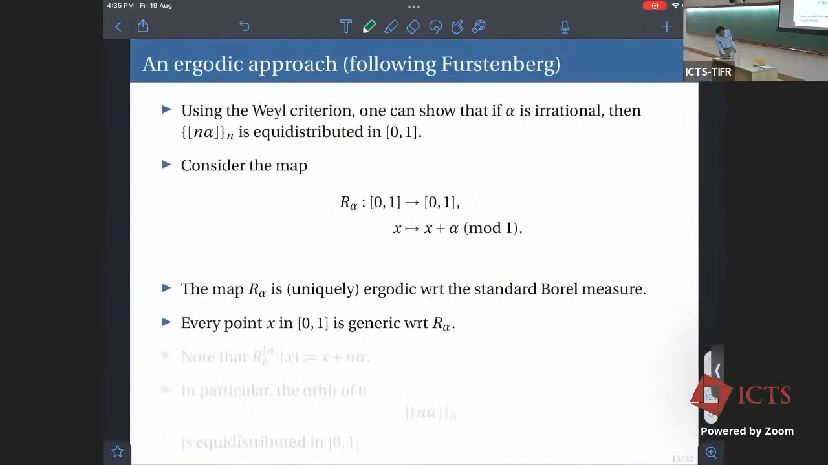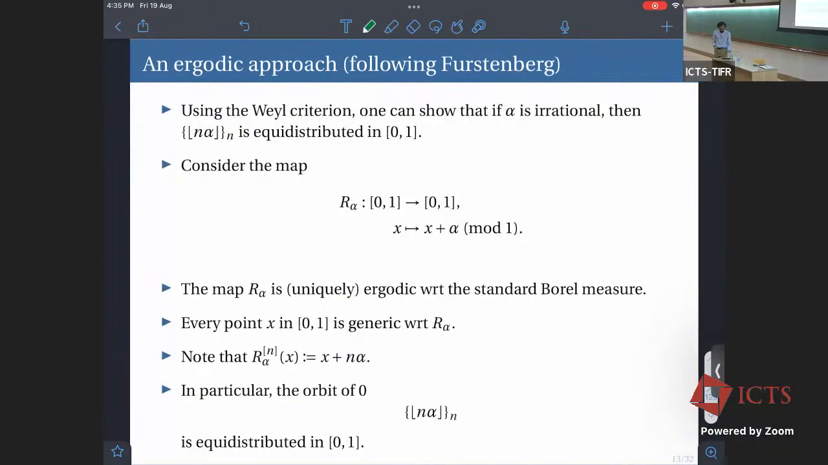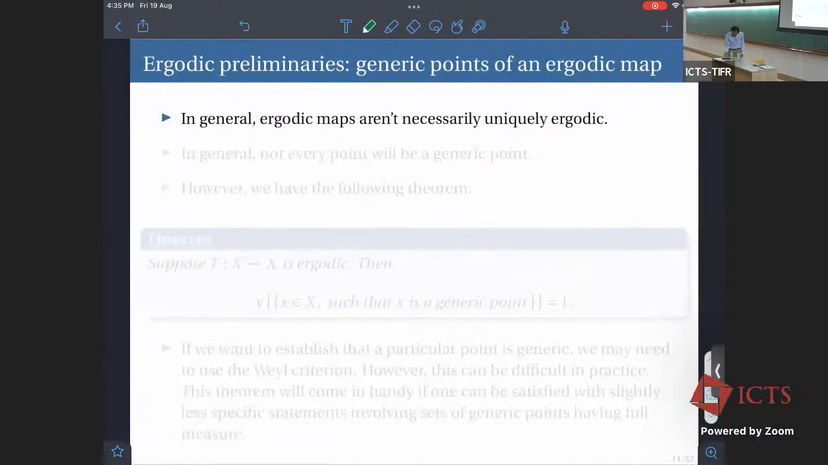Okay, it's a property that allows me to deduce something. What it means is that there's only one measure for which this map is ergodic, and that's the standard Borel measure. In general, though, ergodic maps are not necessarily uniquely ergodic, and even if you have an ergodic measure, not every point will be a generic point.